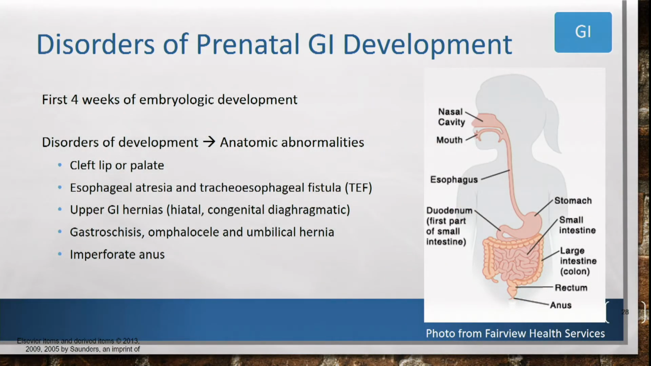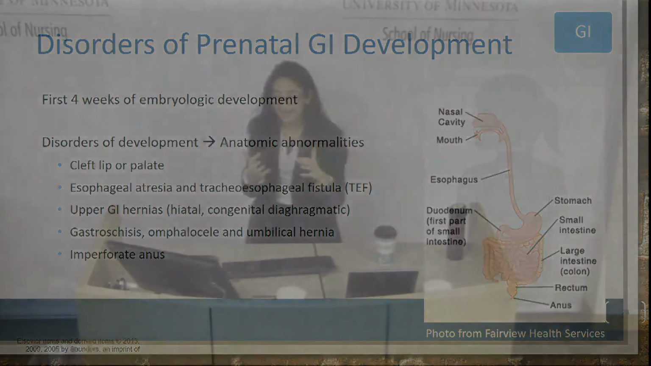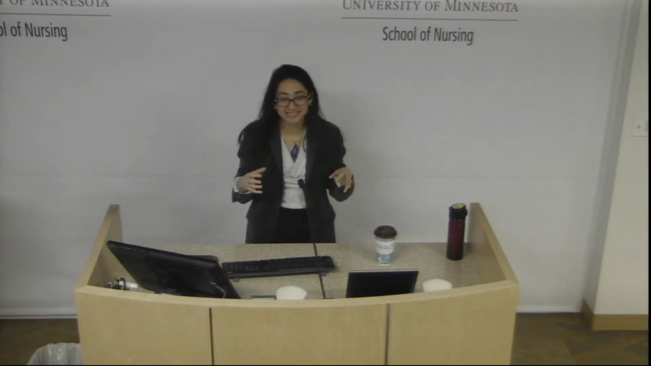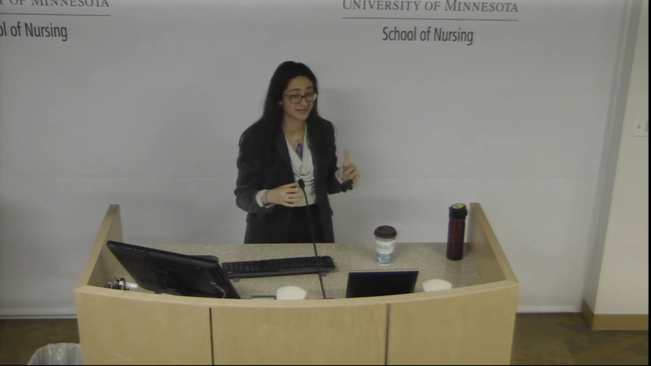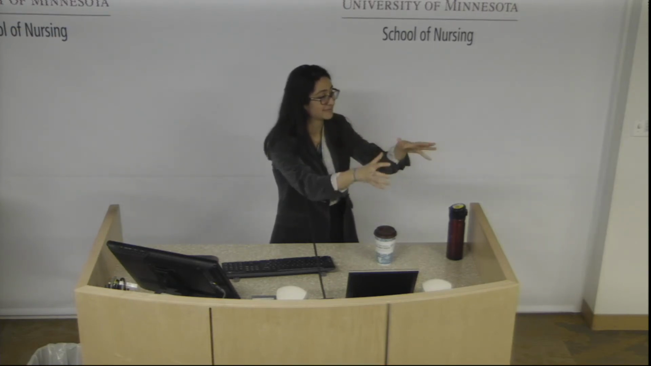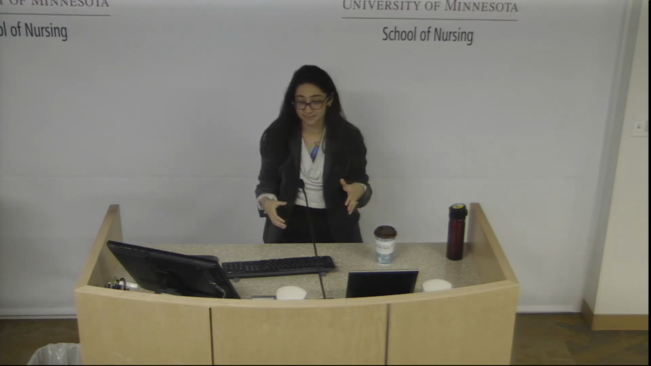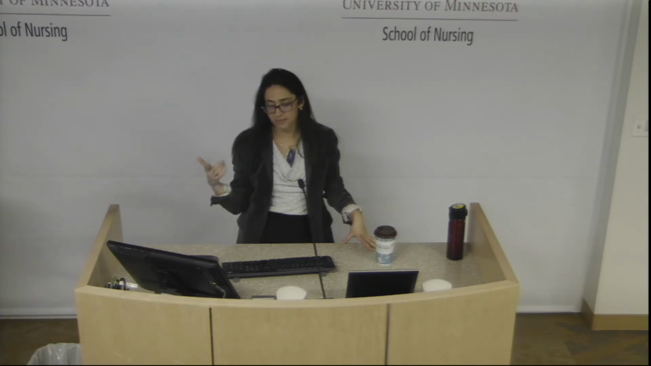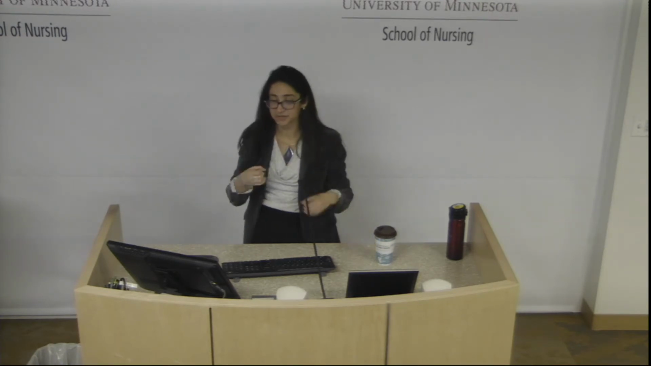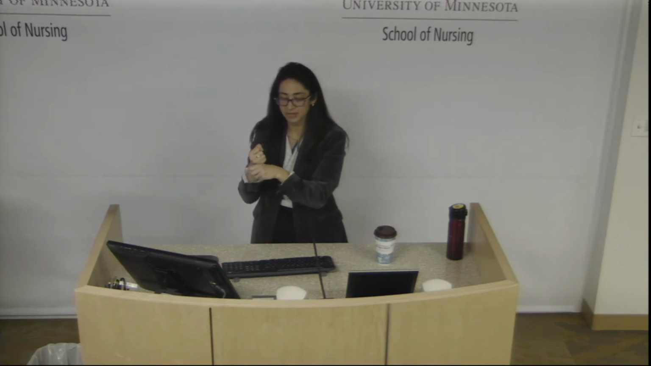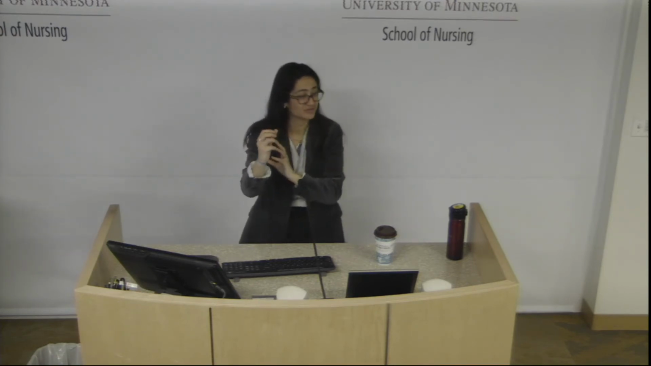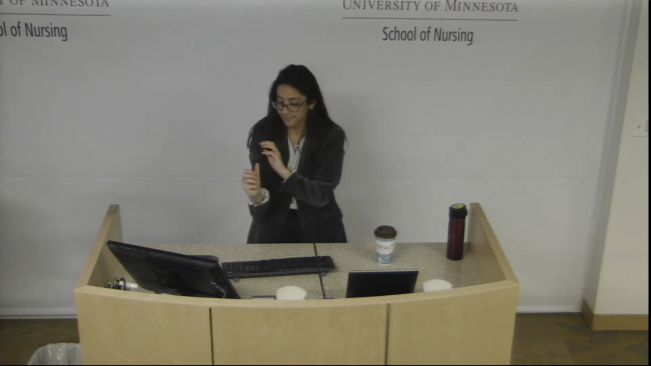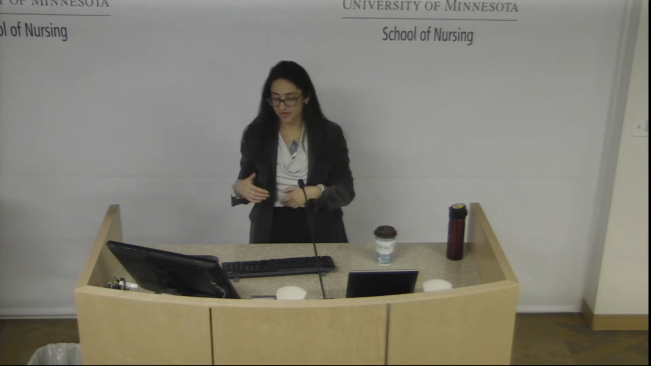With kids, we oftentimes will talk about embryologic disorders, structural disorders that occur starting when the embryo is developing. So there's that kind of bucket of disorders, essentially. And the GI system forms within the first 4 weeks of embryologic development. So we're talking about literally the 4 weeks after conception that this is happening. Examples of this would be a cleft lip or palate, and we'll talk about what that looks like. Esophageal atresia, so the esophagus may not develop normally, or may be connected in some way with the trachea, so tracheoesophageal fistula. Upper GI hernias, so you can have a couple different types.